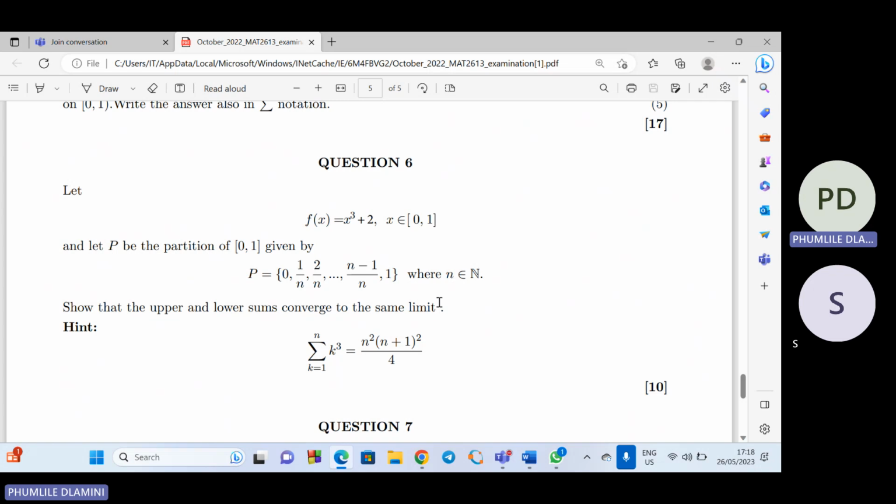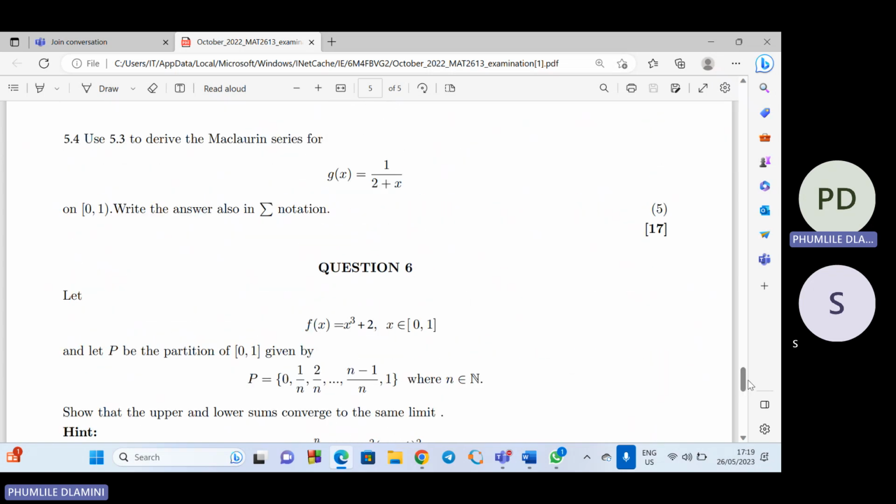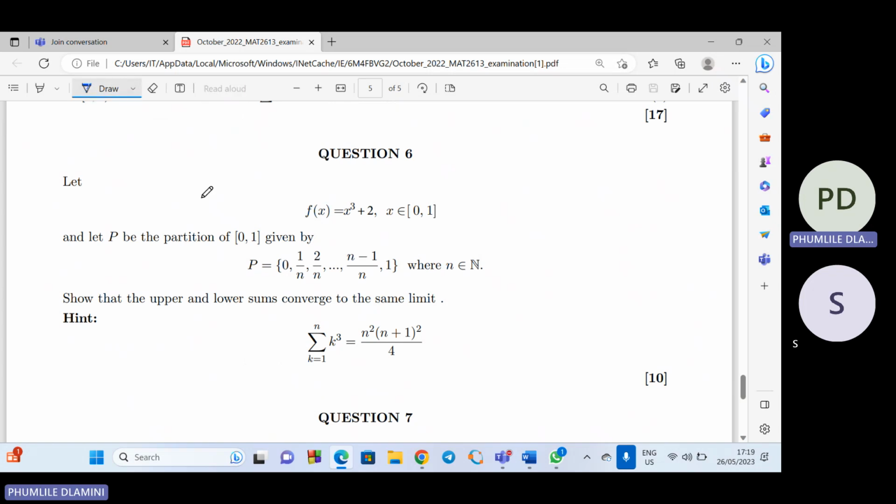Now, because we have a hint, and the hint says n to the power k, where k starts at 1 and k equals 3. But now that you have this hint here, what will happen is that we have a function. In this function, we have x cubed.